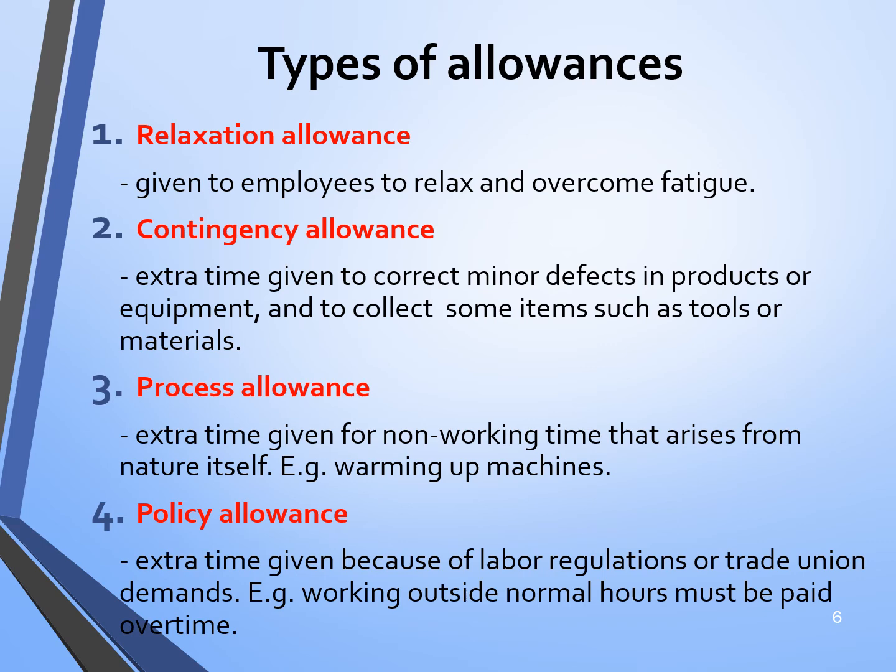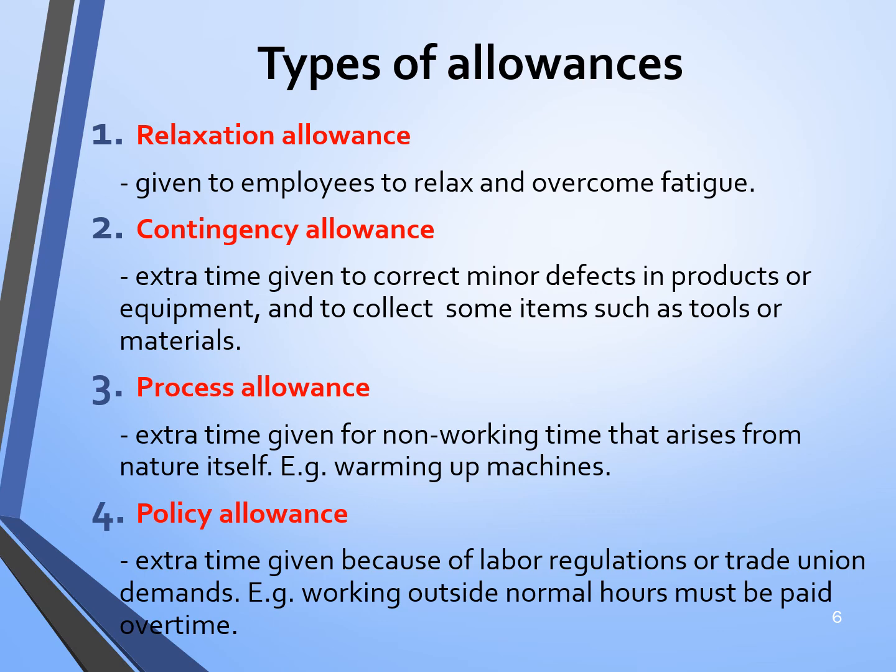Okay, for example, when employees are performing their job in the production process and suddenly the machine breaks down. So the engineer or the technician might take some extra time to repair that machine. So that extra time taken by the technician, it is called as the contingency allowance. Masa lebih untuk memperbaiki kerosakan. The next type of allowance is process allowance.